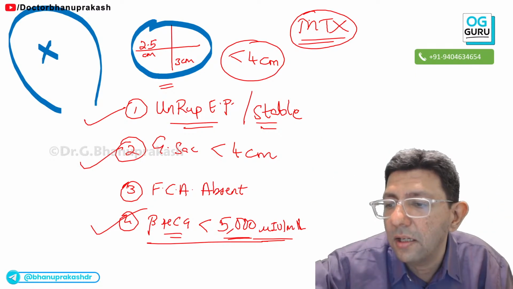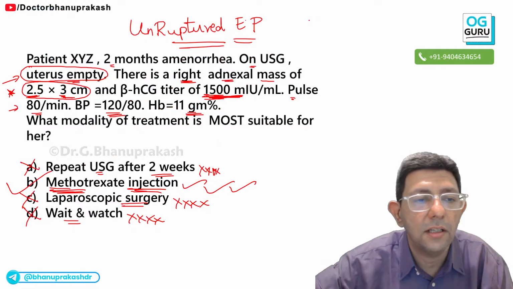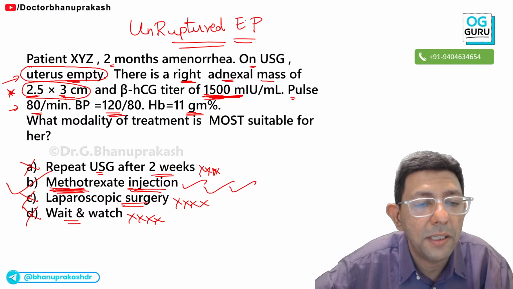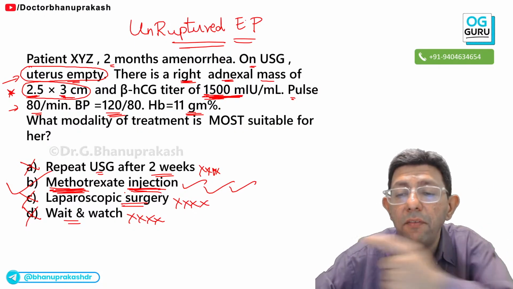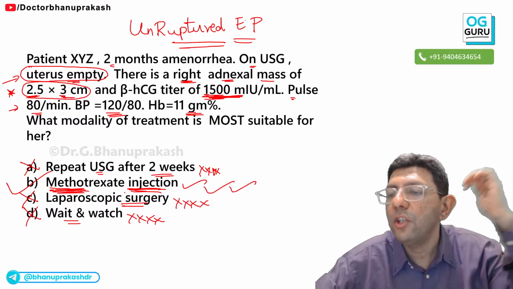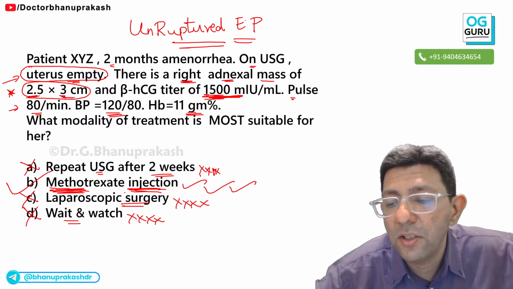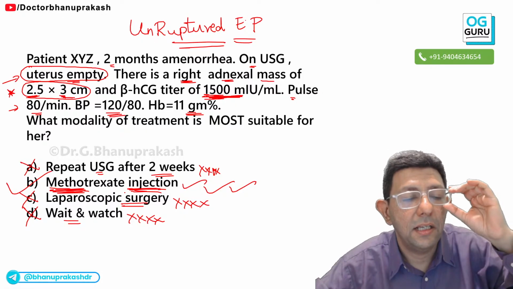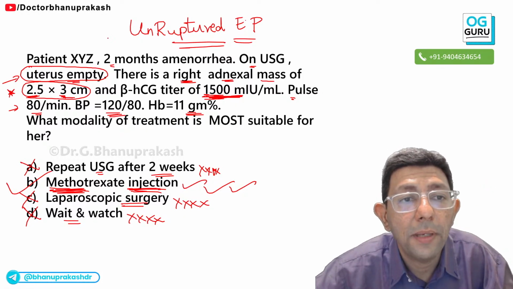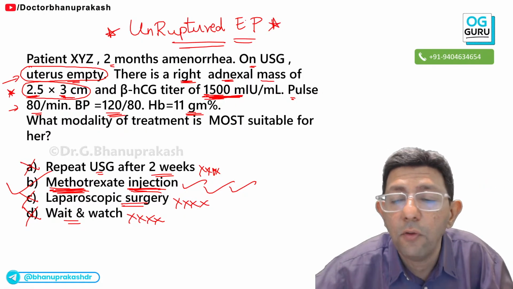Is this crystal clear to all of you? Okay in the chat box. So the answer is methotrexate, and after giving methotrexate, we have to monitor the HCG levels. HCG should be dropping down. Okay, is it clear to all of you? So that was unruptured ectopic.